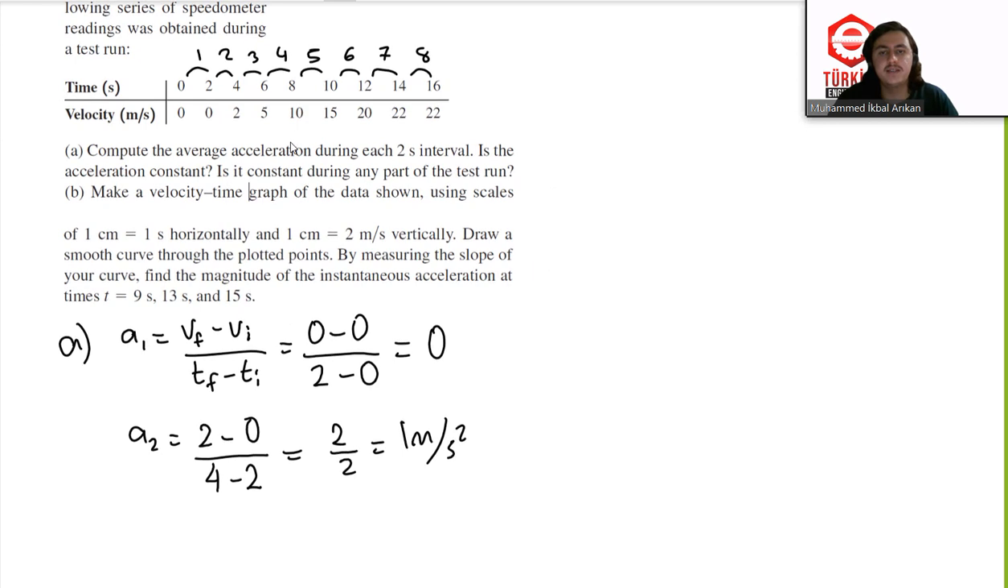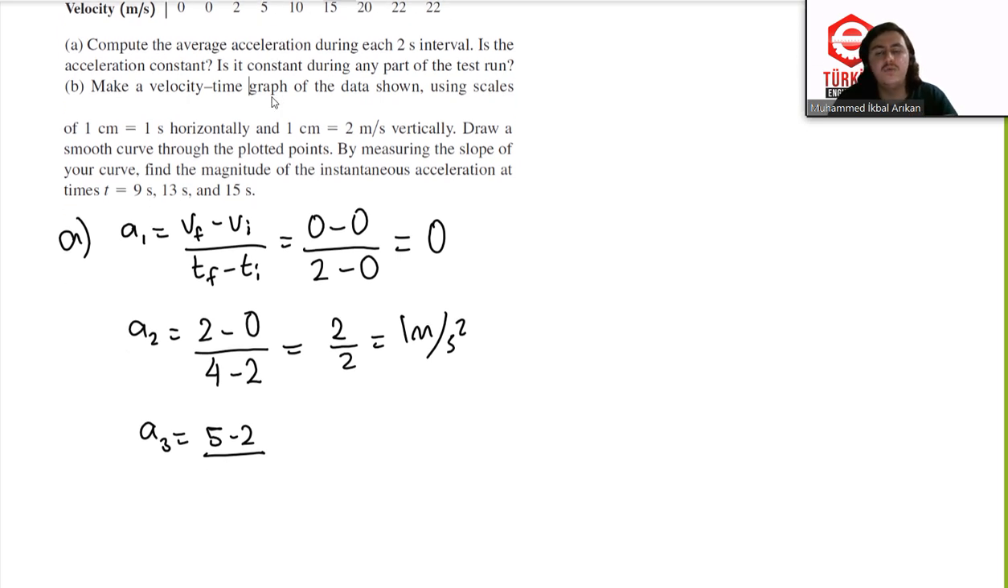So I will get acceleration 3, which will be 5 minus 2, the velocity difference. The time difference is always equal to 2: here I have 2 minus 0, here 4 minus 2, here 6 minus 4. So I always have just a 2-second time interval. I will get 3 divided by 2, which is 1.5 meter per second squared. So as you see, acceleration is not constant, but let's calculate all of them.